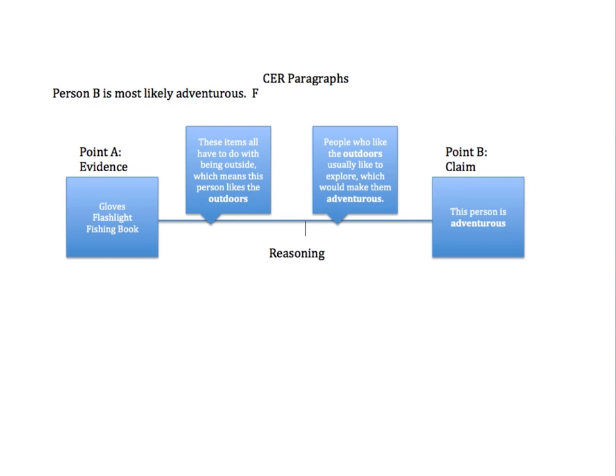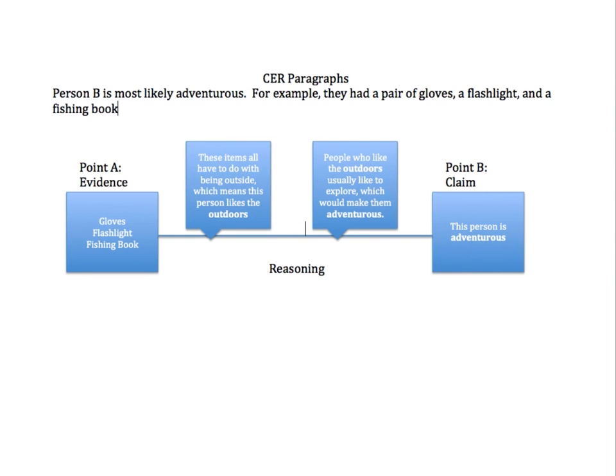For example, they had a pair of gloves, a flashlight, and a fishing book. And then now I'm going to do my reasoning. So I had actually 2 sentences here. It took me 2 sentences to connect these items to the word adventurous. So in this case, my reasoning is going to be 2 sentences.